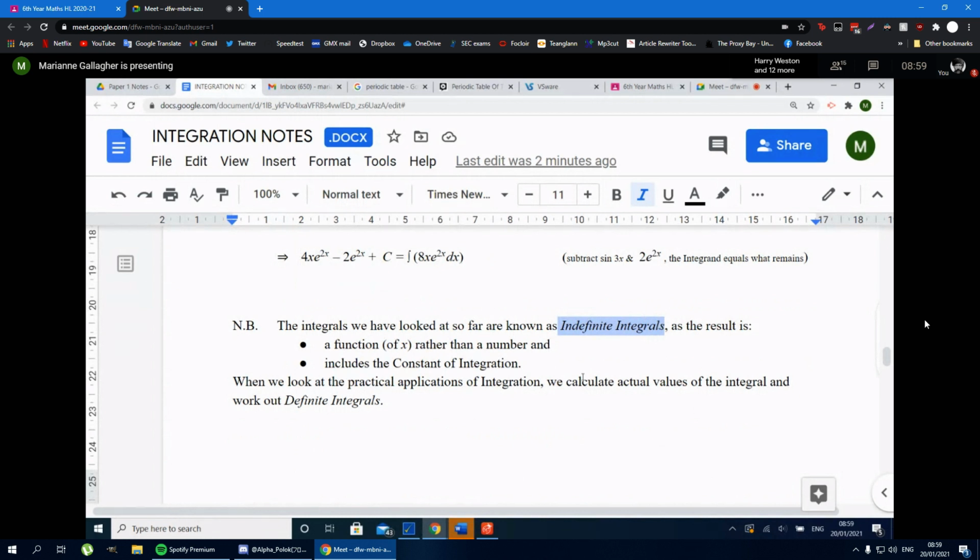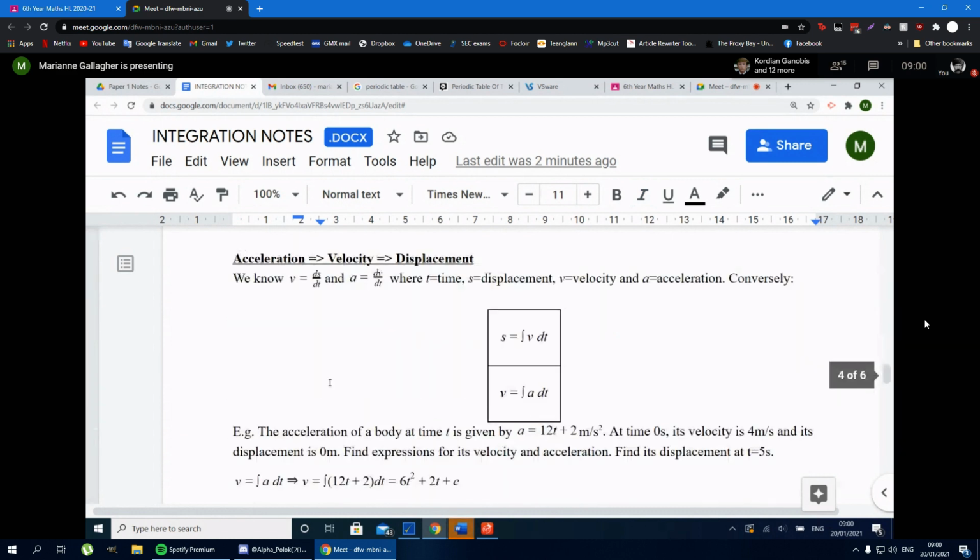When we get into the applications of integration, which is finding the area, finding the speed or the velocity, the acceleration, and finding the average, then we want to do definite integrals. Okay. So we won't have a constant of integration anymore. Okay. So acceleration, velocity, and displacement.